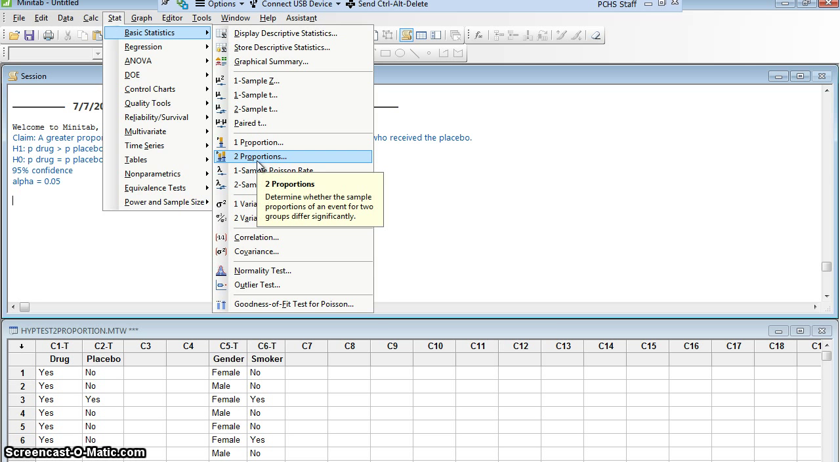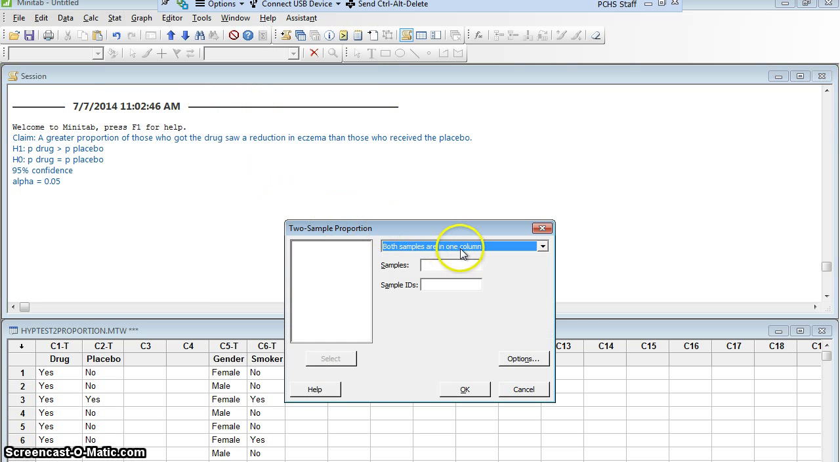So let me say two proportions, and now Minitab wants to know, are both samples in one column? In other words, is all of your data actually in one column, or did you put that in two separate columns? Well, I put it in two separate columns. One column is the drug, one column is the placebo. So I'm going to click this arrow, and I'm going to say each sample is in its own column.